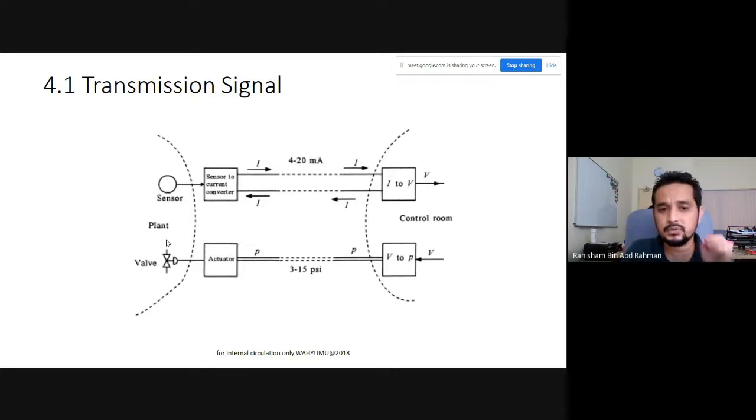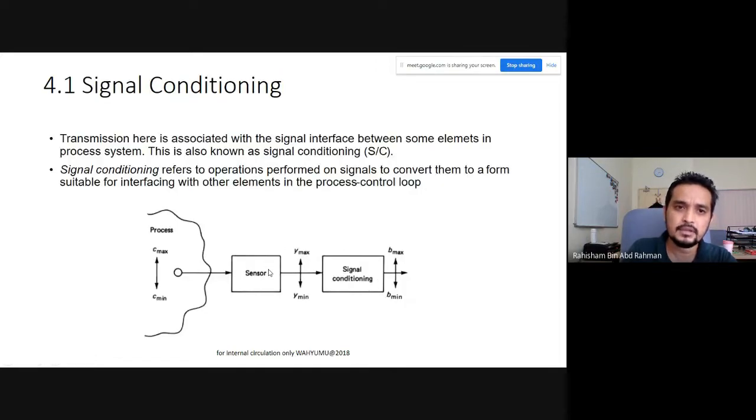Equally important, I would say, as the other elements. Without the sensor, we cannot measure what's going on with the temperature. And without the signal transmission, the sensor is of no use, because the data cannot be transmitted to the control room, and vice versa. So that is signal transmission, and now we come to signal conditioning.